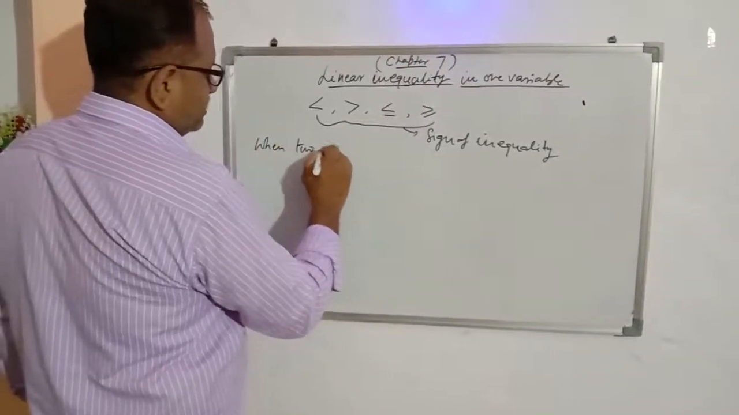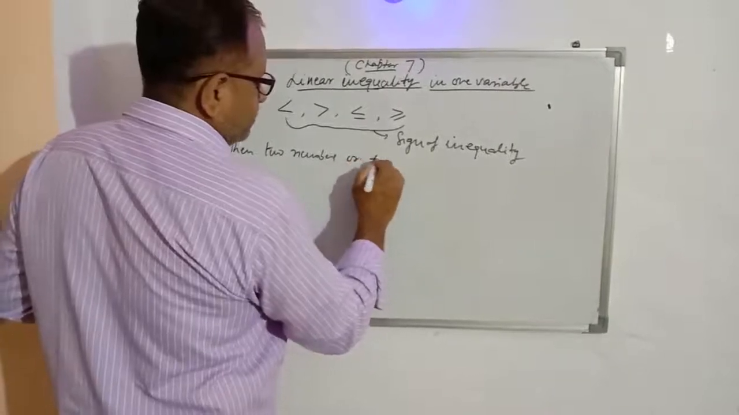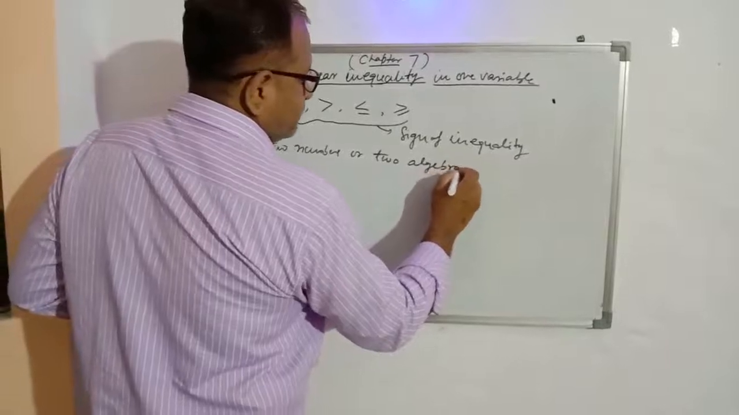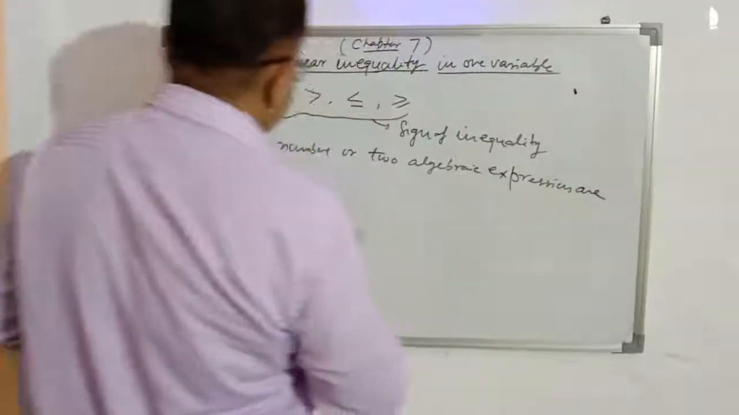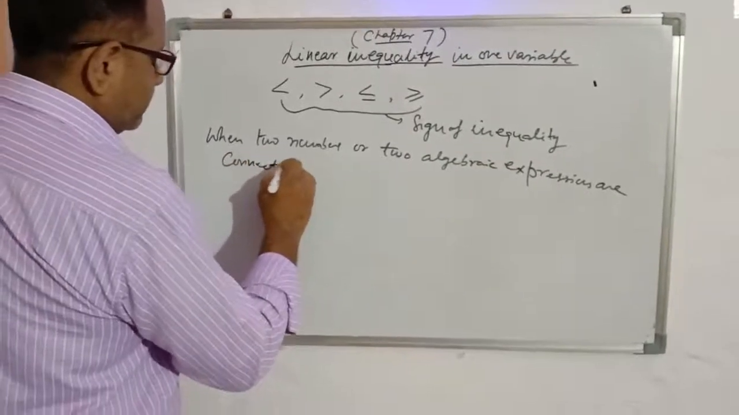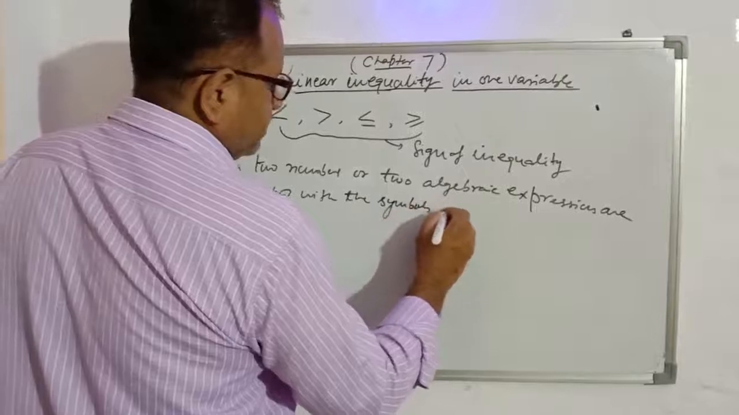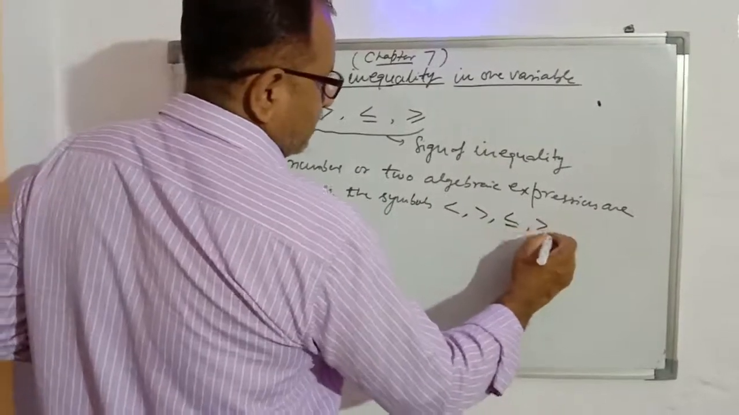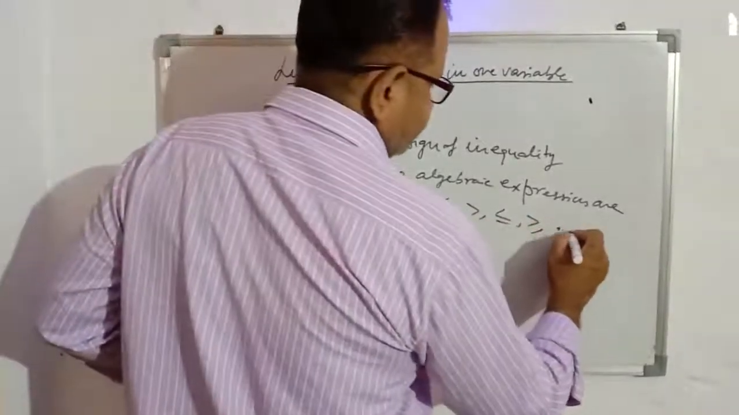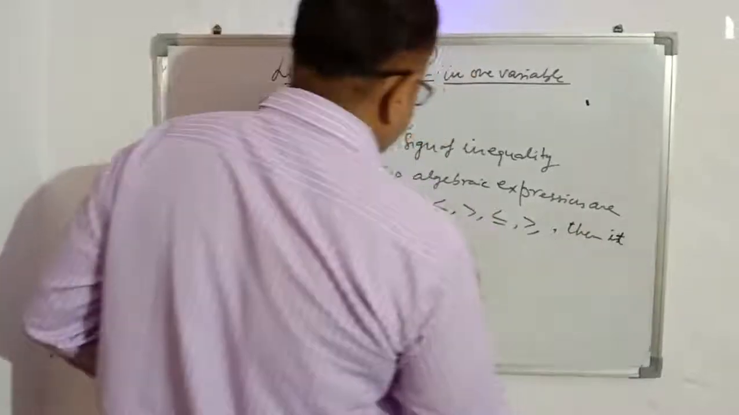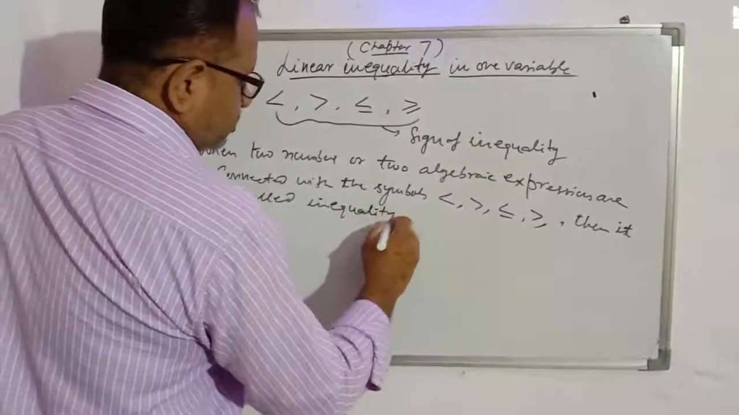When two numbers or two algebraic expressions are connected with the symbols less than, greater than, less or equal, greater or equal, then it is called inequality.